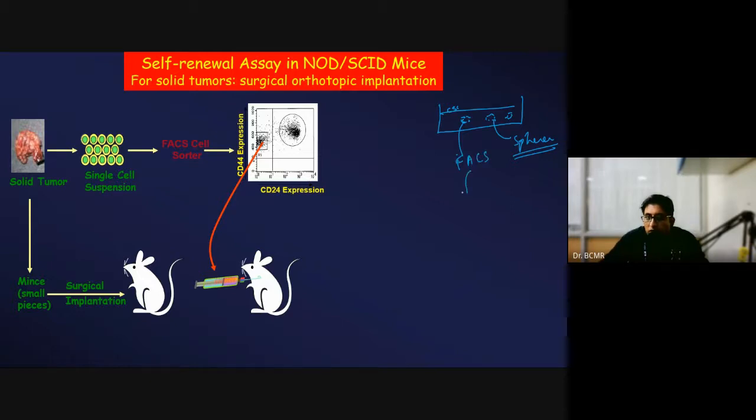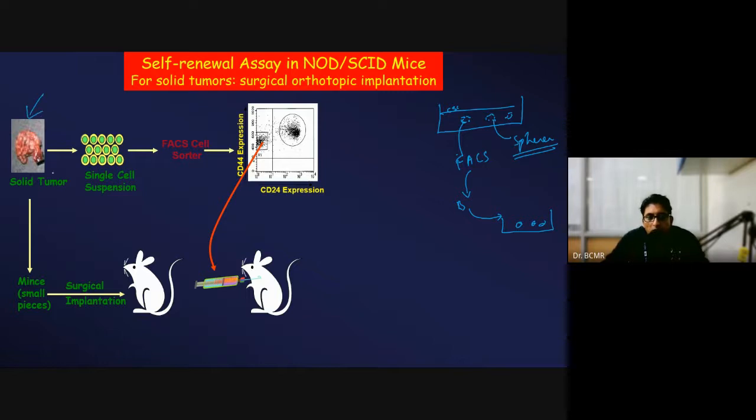Okay, and they can form a sphere, and then you can do FACS and see what all cell types are there. In that, you can take the cell type B, as in the previous slide I have shown, and again see if they can form spheres. And their ability to form spheres is a proof for self-renewal capacity. Okay, this is the same thing that is presented here.